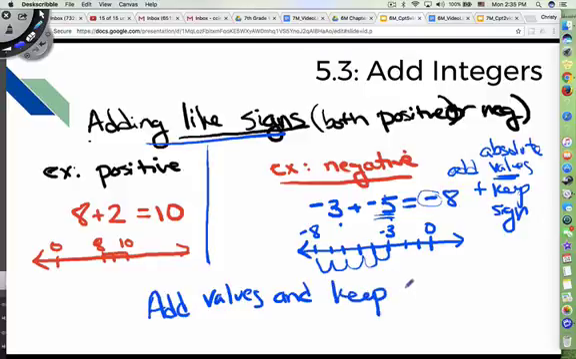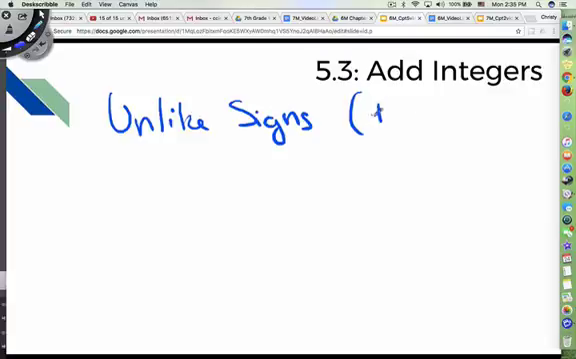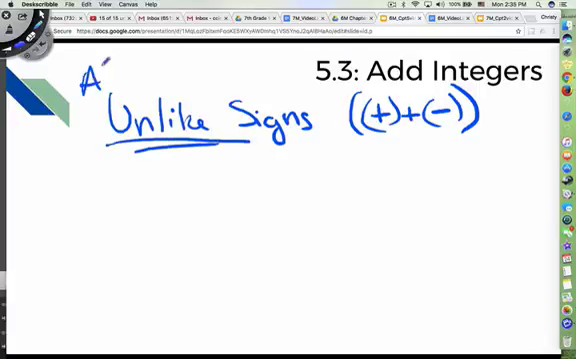Now this is only if they're like signs, okay? What if they're unlike signs? So let's go ahead and look at unlike signs. Unlike signs, meaning one's negative, positive plus a negative, right? You're adding a positive and a negative together, or a negative and a positive. It doesn't really matter, right? You're adding unlike signs.